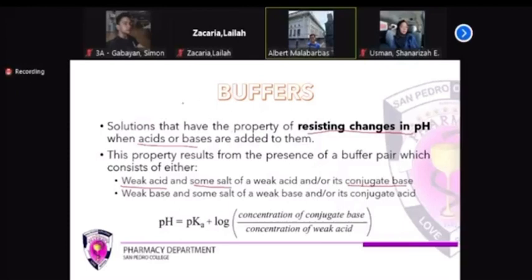The buffer equation is what we call your Henderson-Hasselbalch equation. It is computed by the formula pH is equal to pKa plus logarithm of conjugate base over weak acid. Again, it is the most common type of buffer, weak acid plus the conjugate base.